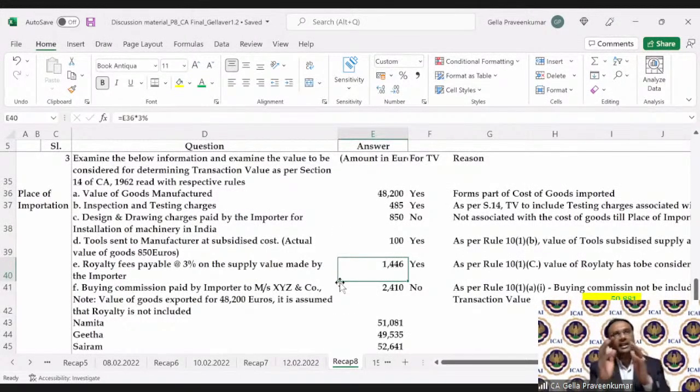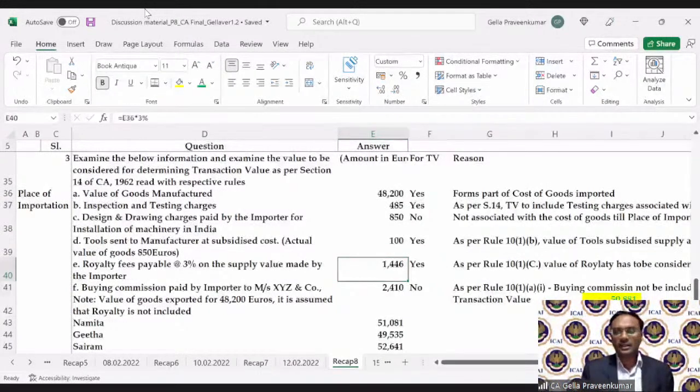This seller who is in a foreign nation and the importer who is in India had an agreement that for these goods you should pay 3% royalty, and this is a predetermined price. This could change, but they have agreed that whatever value I'm going to bill back to you, on that you pay 3%. So accordingly, on 48,200, 3% comes to 1,446. This is one small correction. Hope this is clear, Namita.